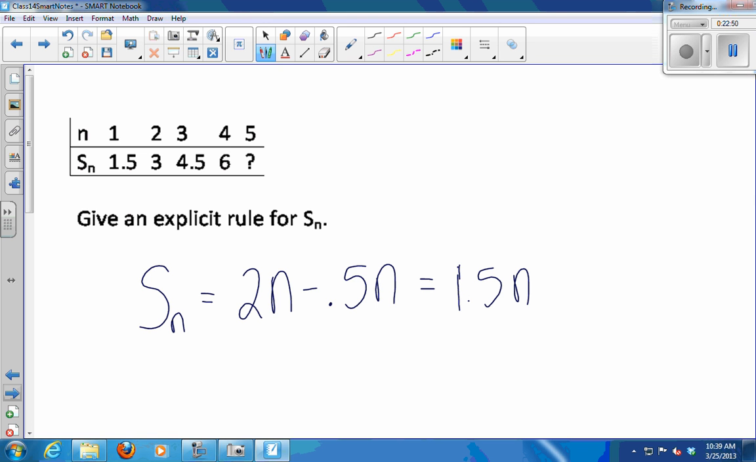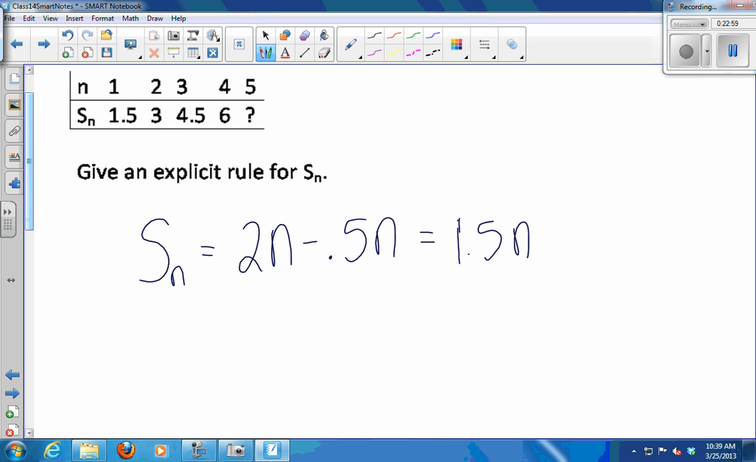So we can check it. So now if I wanted to say what's S sub 4, I would say, well, 1.5 times 4, because I've given the n in the subscript. 1.5 times 4, that is 6. Go up to my table. When n is 4, S sub n is 6. So I know my formula is right. So you can always check your formulas.